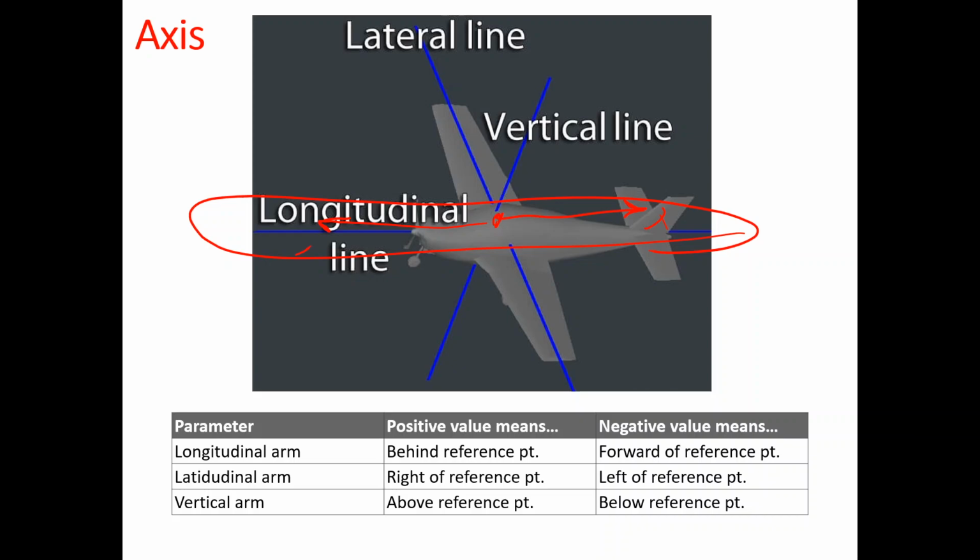And for the latitudinal arm, which is the lateral line, right of the reference point is gonna be positive. So this direction is gonna be positive, and left of the reference point is gonna be negative. Okay. And the same is true for the vertical arm. Not the same, but you have to be mindful of the vertical arm as well. Above is the positive, below is the negative. Okay.